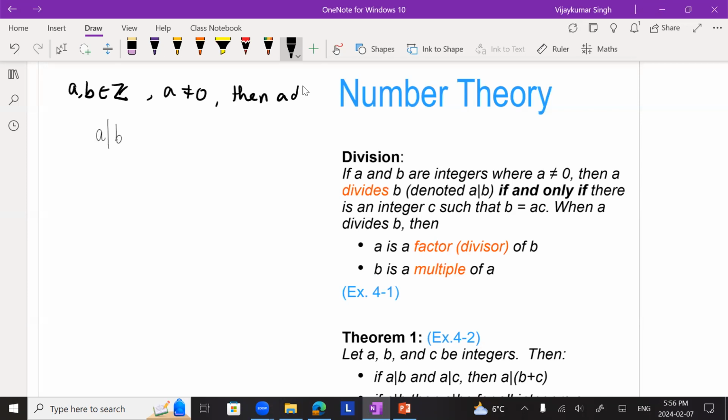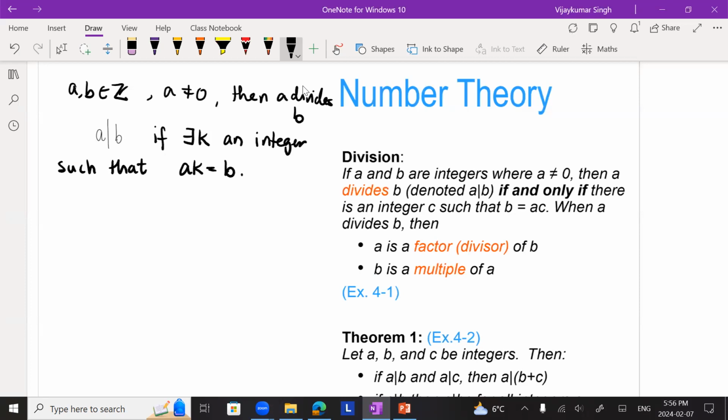Then we say A divides B. The notation for it is that A and then there's a vertical line B, if there exists K, again an integer, K an integer, such that AK equals B. So this is the definition of A dividing B. All right. And we must always use this definition.